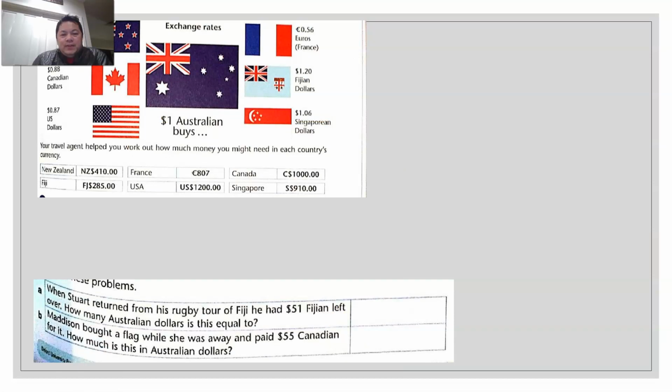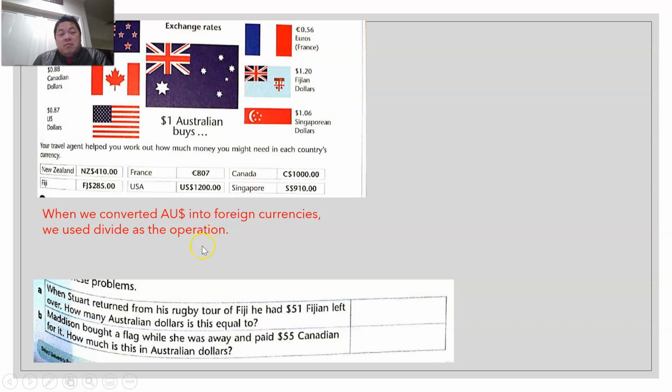Okay. So next one, they say, okay, this person just came back from his rugby tour. Ooh, it must be representing the country for rugby. So he's left with $51. So bear in mind, just now what we did was we changed from Australian dollars into a foreign currency. We use division. So whenever we need to change from a foreign currency back into Australian dollars, we just need to do the opposite, which is to multiply. Okay, we have to multiply based on the currency.